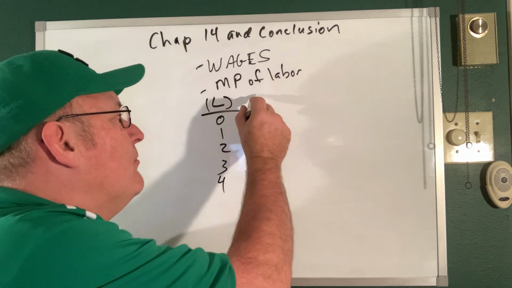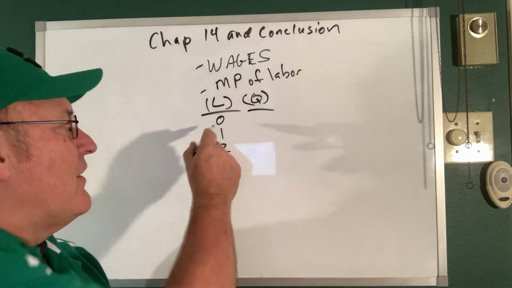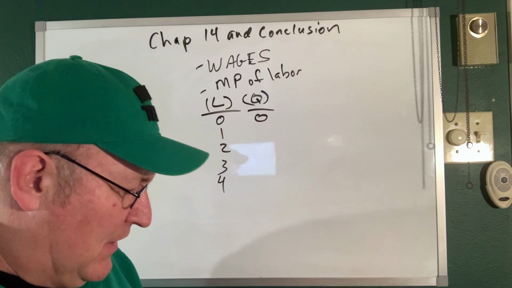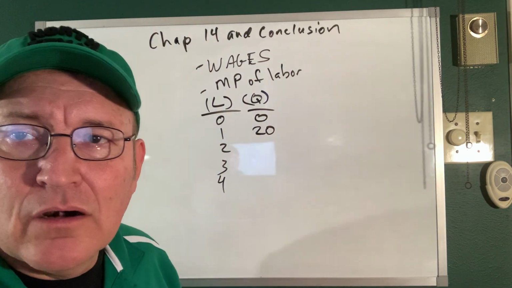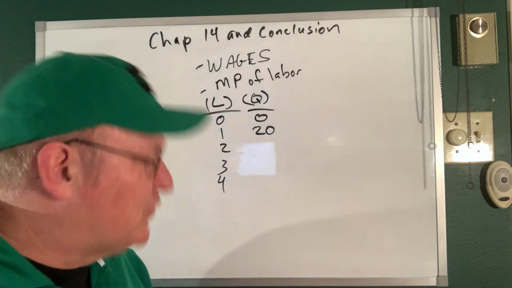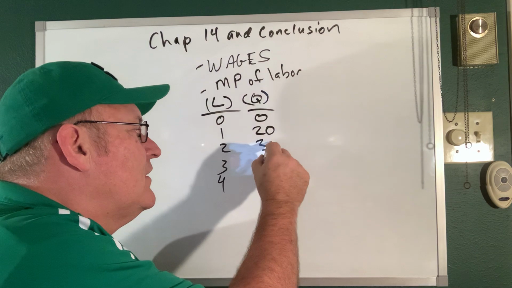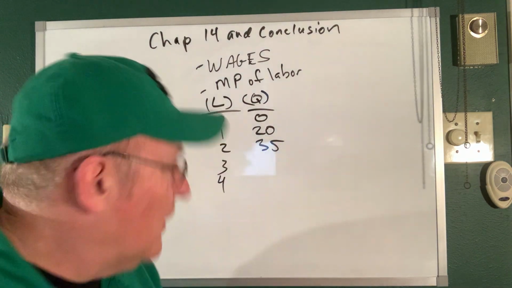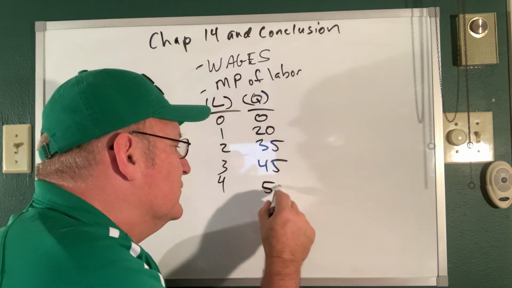And this is my output, this is my quantity of pools that are getting cleaned. If I don't have anybody, then 0 pools get cleaned, right? But if I hire my first laborer, my first worker, 20 pools get cleaned. I hire a second one and a total of 35 pools get cleaned. Third one, then 45 pools get cleaned, and then fourth one, 50 pools get cleaned.